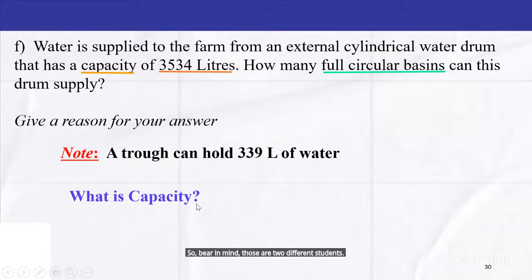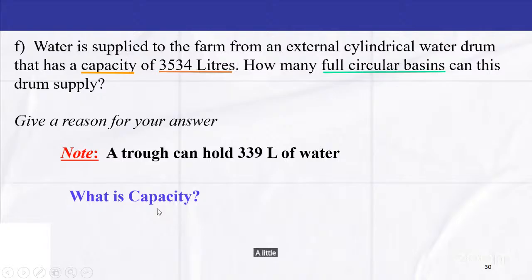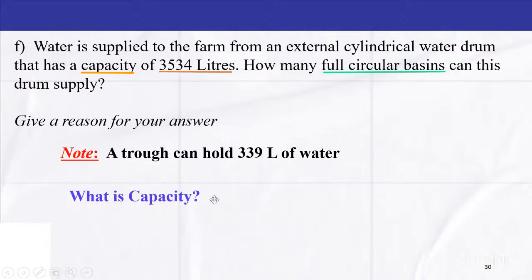Yes, I realize. The person who said capacity is maximum, say a little bit more. Now you're getting there, but I want you to say it a little better so that the others on the meet will understand the difference between capacity and volume. Would you like us to open the mic? Say yes or no in the chat.